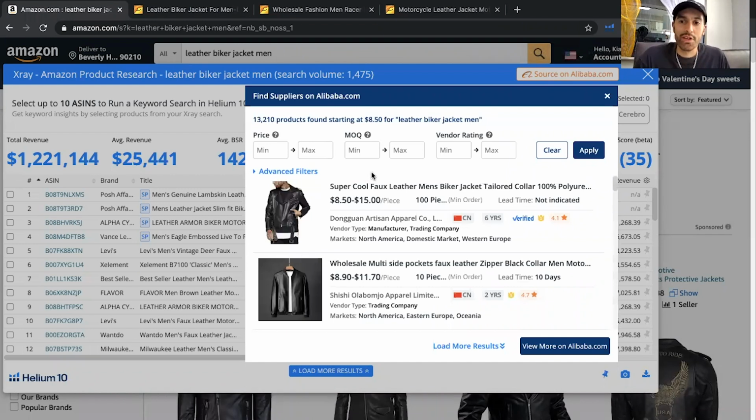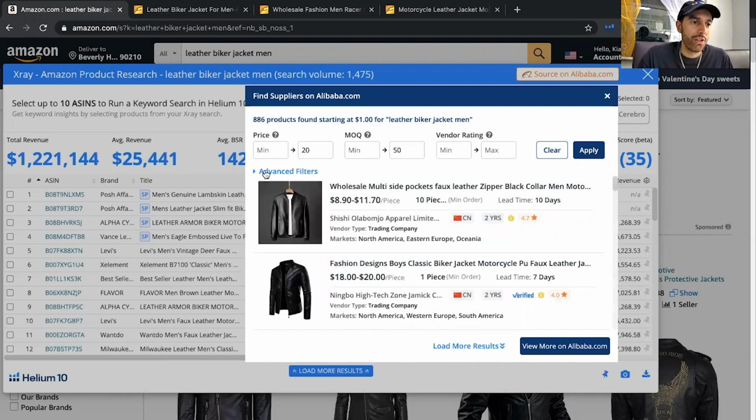So let's just say, for example, if it's retailing around 100, we don't really want to be paying more than $20 for this product. We also don't want to order too many because this looks like maybe a little bit risky. We've probably not bought from Pakistan before. So let's say maximum we want to order is 50 pieces. Again, the vendor rating I would dismiss.